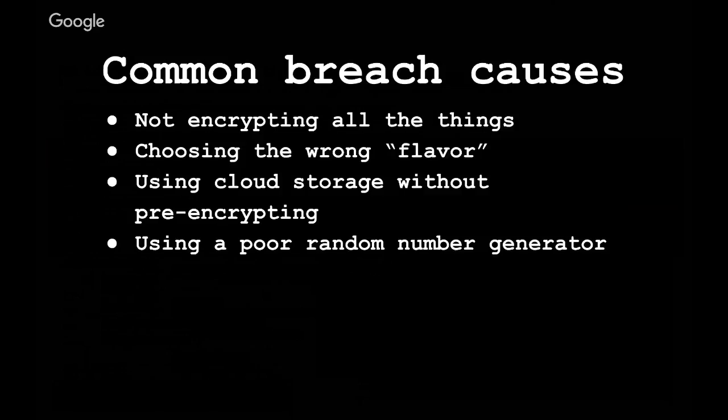Using cloud storage without pre-encrypting, so assuming that AWS will take care of all of this for you, is also a common source of breaches. And then using a poor random number generator, which is the source of those attacks we were talking about earlier with the weakness in the dual PRNG algorithm.